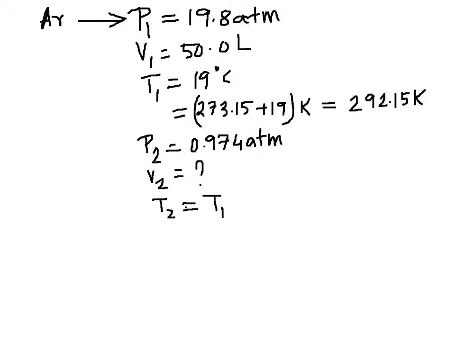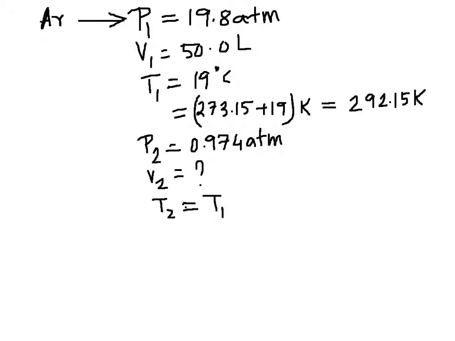What it tells you is that this gas is allowed to expand, and when it expands to a pressure of 0.974 atmospheres, it's asking you what the volume is. The temperature, they say, is constant, implying that T2 would be equal to T1.